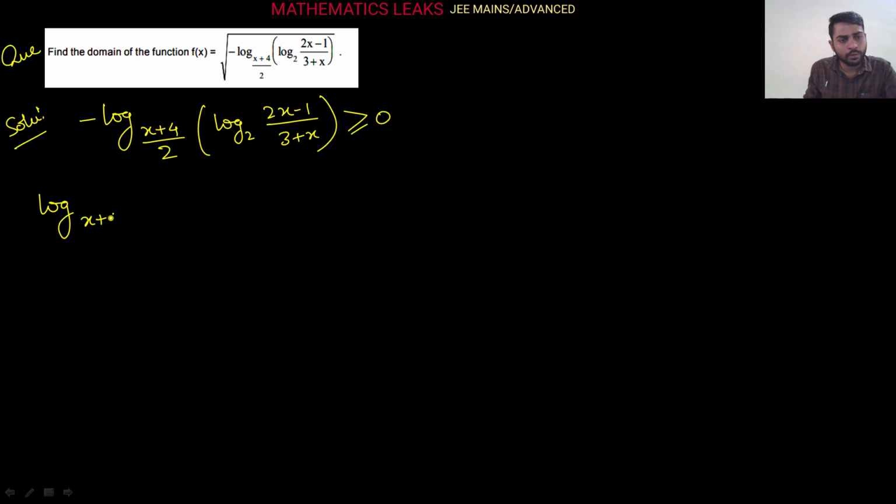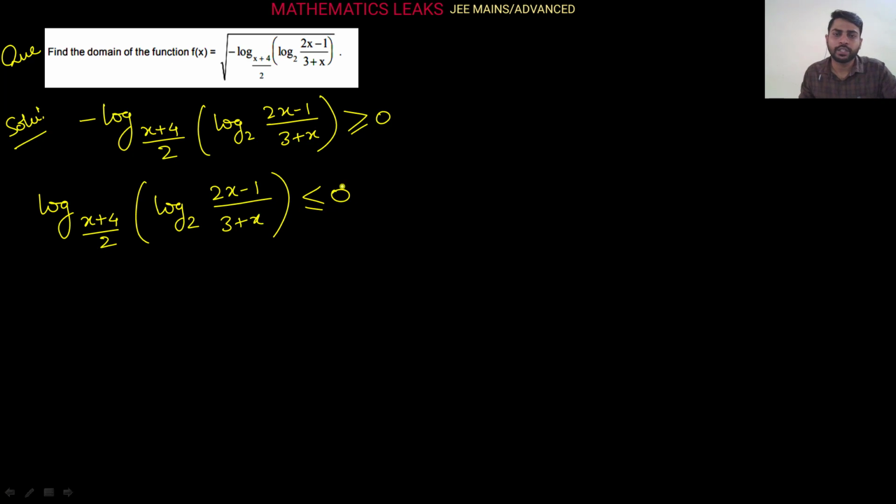which is minus of log base (x+4)/2 of log base 2 of (2x-1)/(3+x), is greater than or equal to 0. So on doing minus multiplication, this quantity can be written as log base (x+4)/2 of log base 2 of (2x-1)/(3+x) less than or equal to 0. As we know, on minus multiplication the inequality sign will be reversed, right?